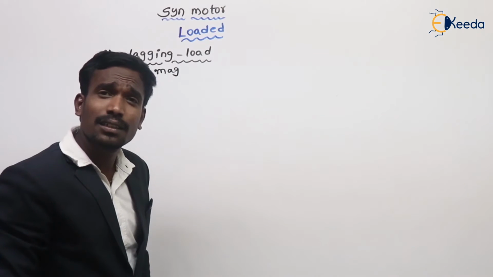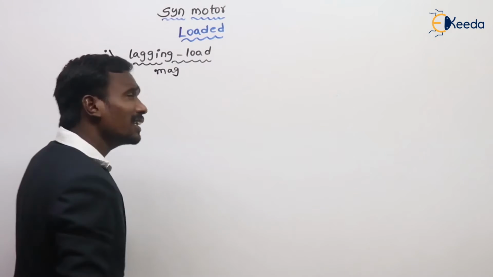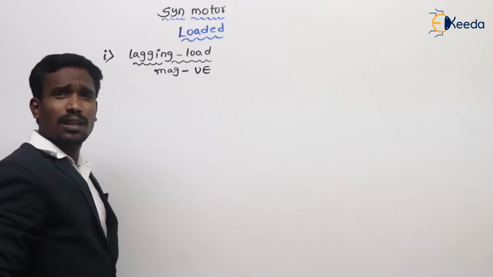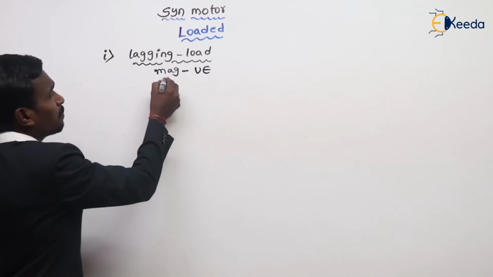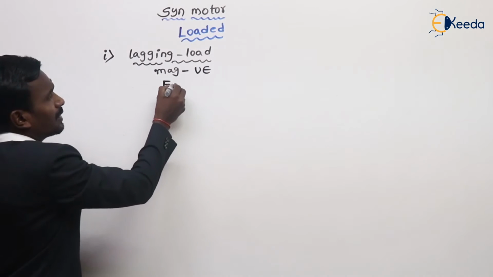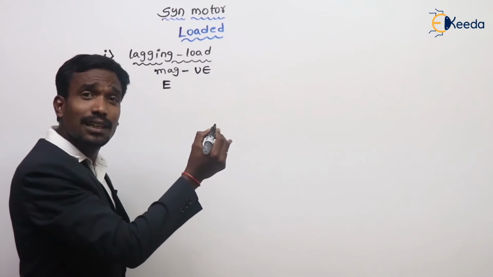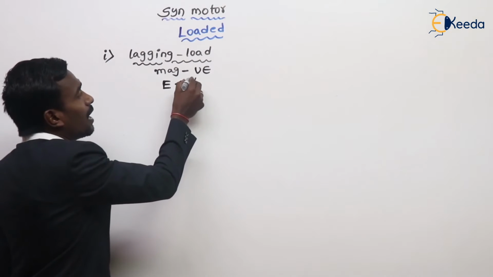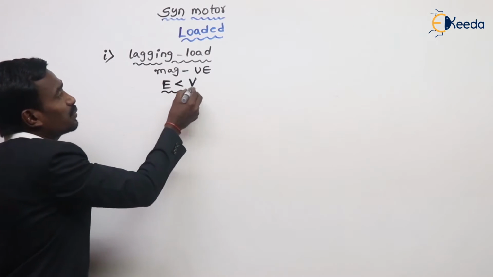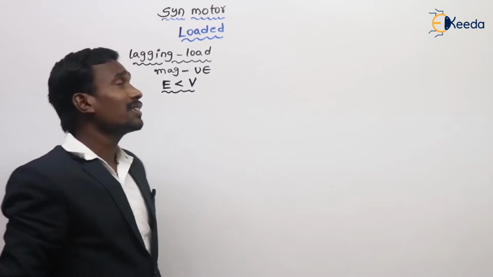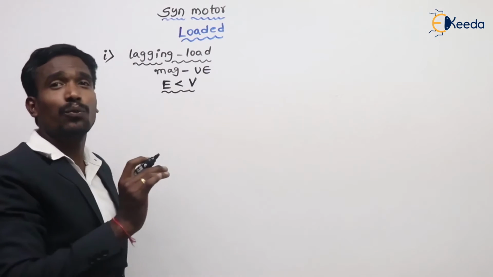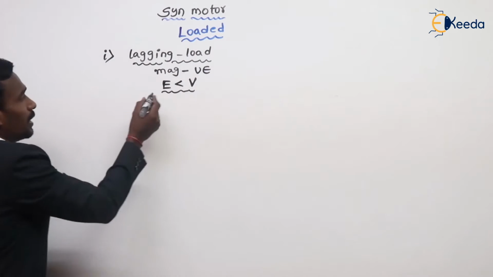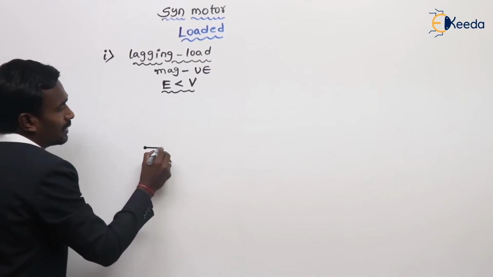Magnetization means overexcited or underexcited. Exactly, underexcited only. Underexcited, so what is the EMF? The EMF should be less than V. Underexcited, that's why excitation is less, that's why E is less than V. Are you okay? Right? So here let's draw the vector diagram.